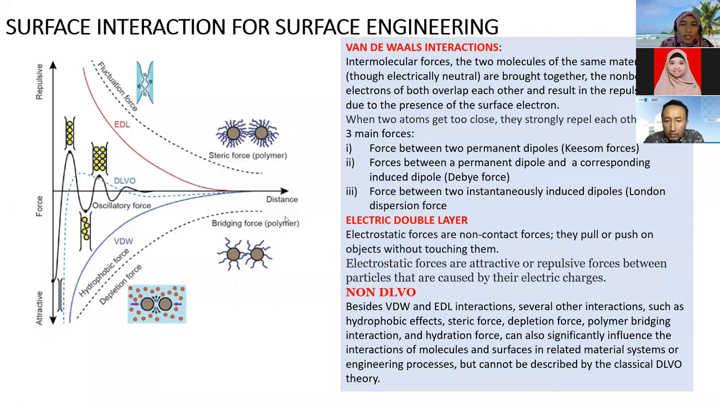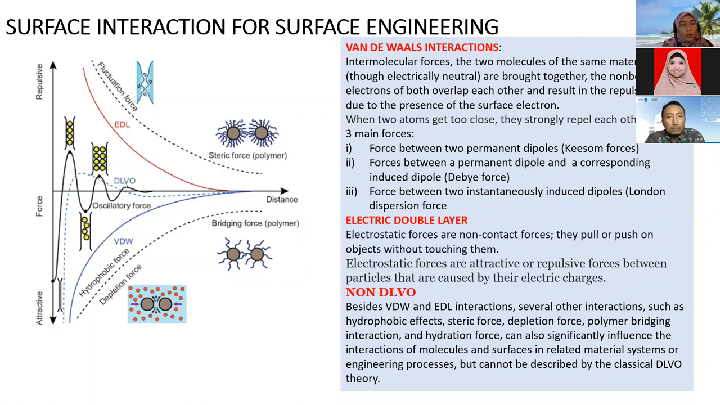And then when we want to do this functionalization modification, we have to understand the electric double layer. Electric double layer, I think you have studied, you have touched on it when you studied electrochemistry. Electrostatic forces pull or push on objects without touching them. This is the electric double layer, because each atom or molecule has charge. So there is another one.